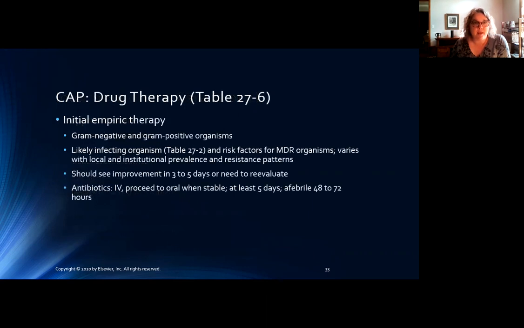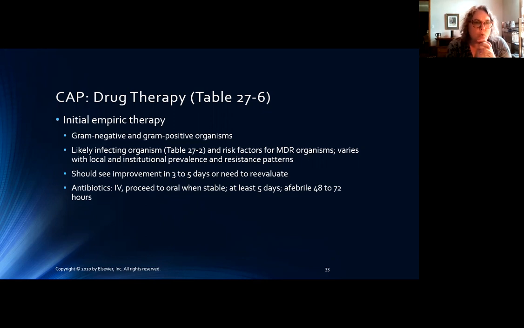And then for community-acquired pneumonia and drug therapy, this is table 20.7.6. This is that slide 33 that I alluded to earlier. So we are going to be doing some initial empiric therapies, gram-negative and gram-positive organisms. We're going to be doing our best to be, thank you, microbiology lesson.